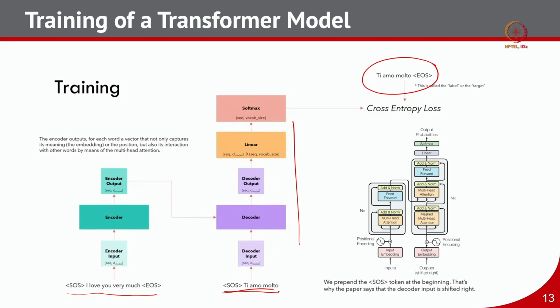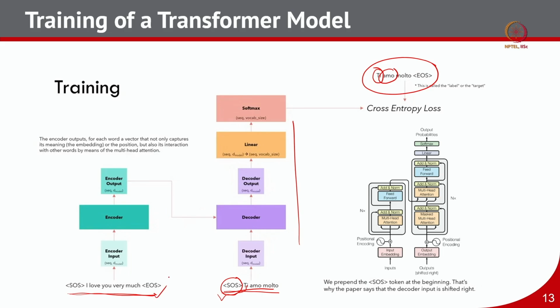What we are trying to say here is, whenever this English sentence is there, and the input to the decoder is SOS, then the output of the decoder will be T. If the input of the decoder is SOS and T, the output of the decoder will be AMO. So that's why the input to the decoder is actually shifted right, not left. I told it wrong. I hope you understood this. So again, I will explain it again.